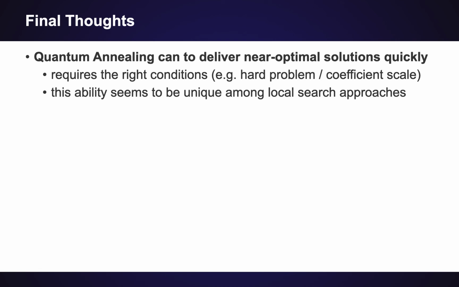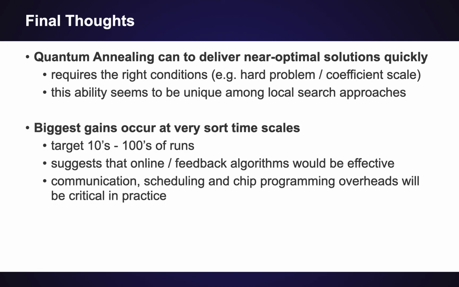It does appear that quantum annealing can deliver near-optimal solutions very quickly compared to other classical approaches. It requires the right conditions. The problem needs to be very difficult. The coefficients need to be scaled in a convenient way that works well for the hardware. And its ability to identify these near-optimal solutions does seem to be unique amongst these local search approaches, so that's very exciting. It may be bringing something new that current optimization theory does not bring for us.